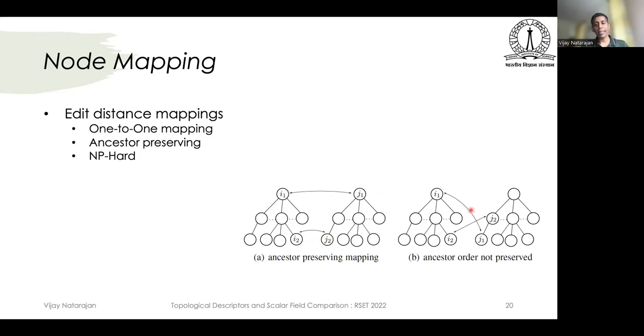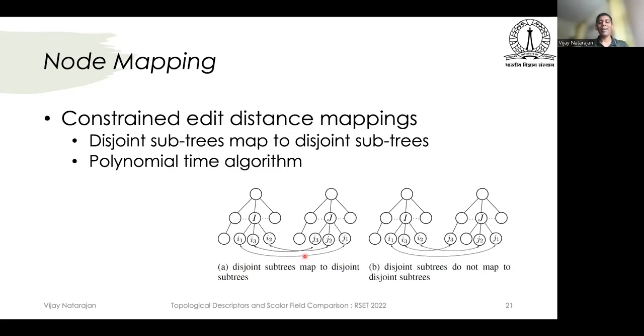I do not want maps like this. And the reason is kind of intuitive, right? I would like a merge tree to be transformed into another merge tree. Such a mapping, while it makes sense for generic trees, it doesn't translate into a transformation of the scalar field that comes with this tree to the scalar field that is associated with this tree. So hence we want ancestor preserving mappings. Computing these mappings is known to be NP hard. So we do want to further restrict the kind of mappings.